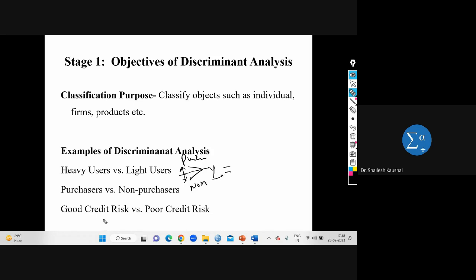Same as the bank can also divide the clients into two categories: good credit risk or poor credit risk. If you are good credit risk, if you repay good, then you can get more loan. So generally we can classify our data into two or more categories. This is the main objective of the discriminant analysis.